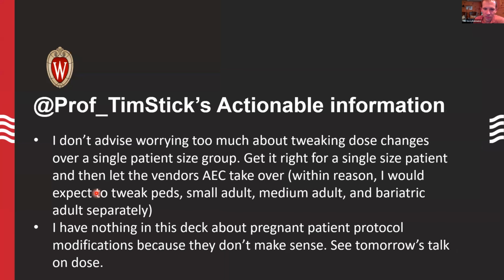So I don't really advise worrying too much about tweaking dose changes over a single patient size group, right? I would just get it right for a single size patient and then let the vendor's AEC take over. What do I mean by that? Within reason, I would expect to tweak your targets differently for peds, small adult, medium adult, and bariatric, but I wouldn't worry a ton about your littler medium adults and your bigger medium adults and trying to adjust vendor AEC parameters to tweak that. That's kind of in the weeds.